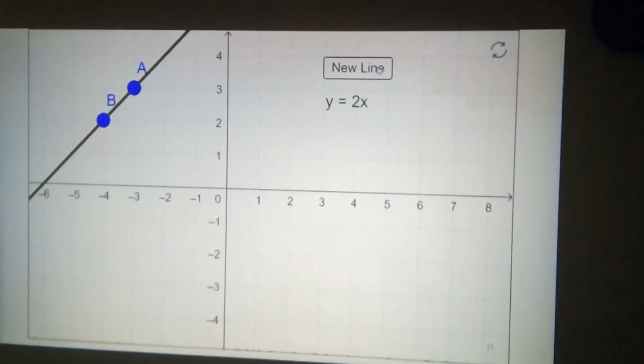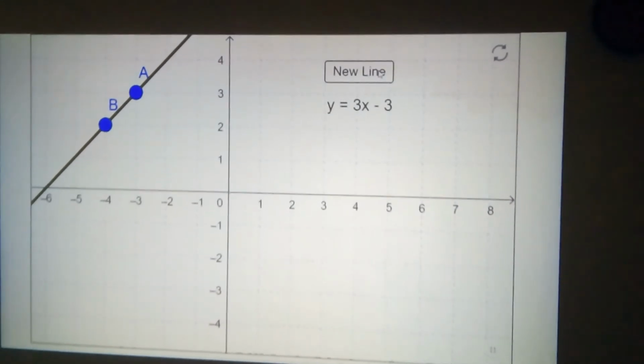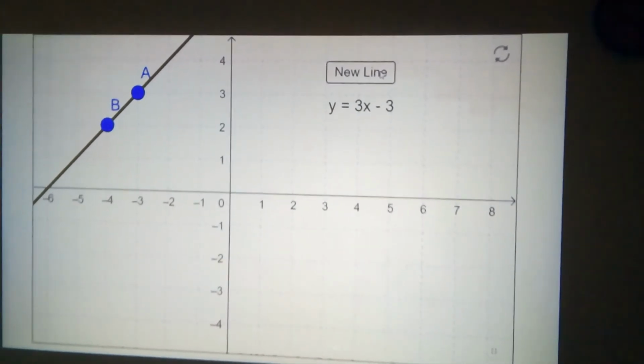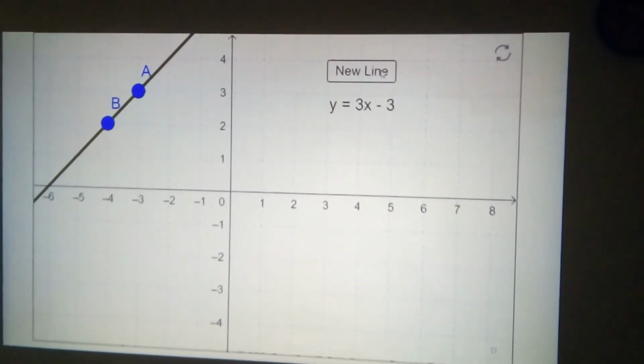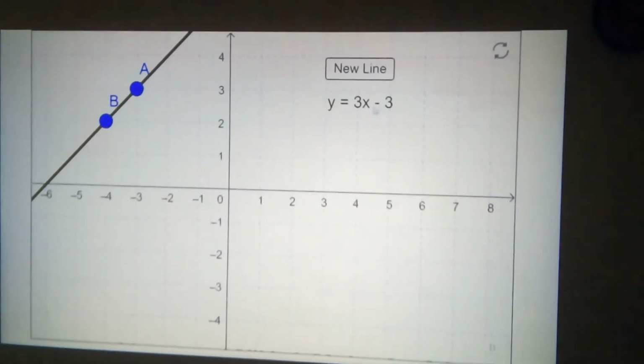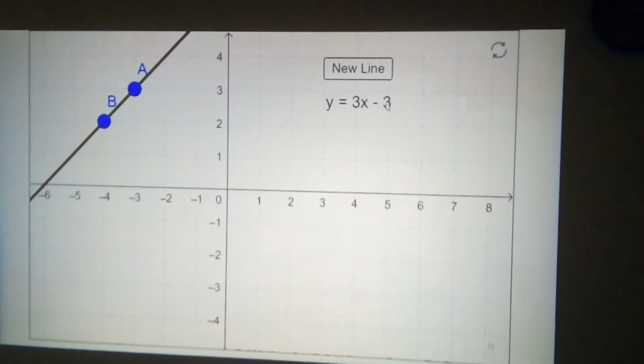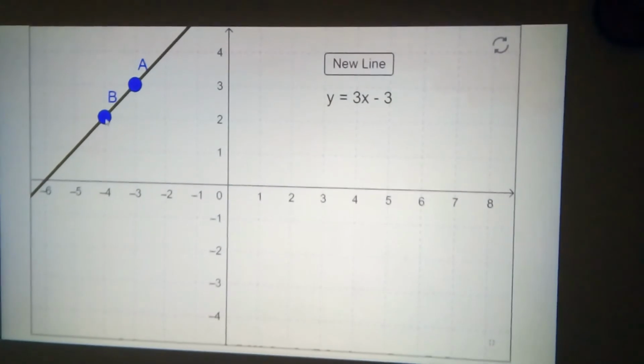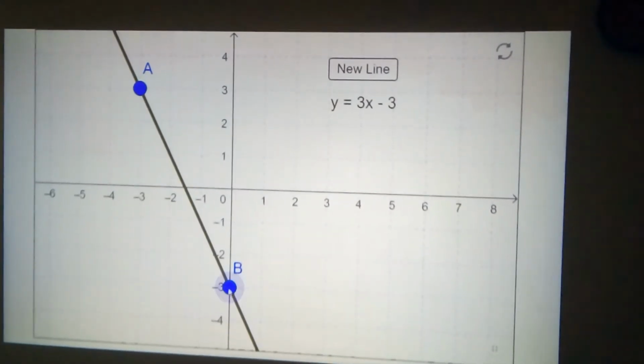So, I graphed that one already. Now I have y equals 3x minus 3. Now I know that my y-intercept value is at minus 3, right? So I place any one of the points at minus 3, which is here.